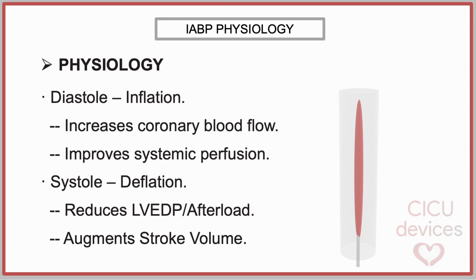The intra-aortic balloon pump operates by inflating during diastole, displacing blood from the descending aorta, and then deflating just before systole, creating a temporary void in the aorta. This mechanism generates its hemodynamic effects, which primarily aim to enhance coronary blood flow, improve systemic perfusion, reduce afterload and left ventricular end-diastolic pressure, and consequently lower cardiac workload, and augment the stroke volume.